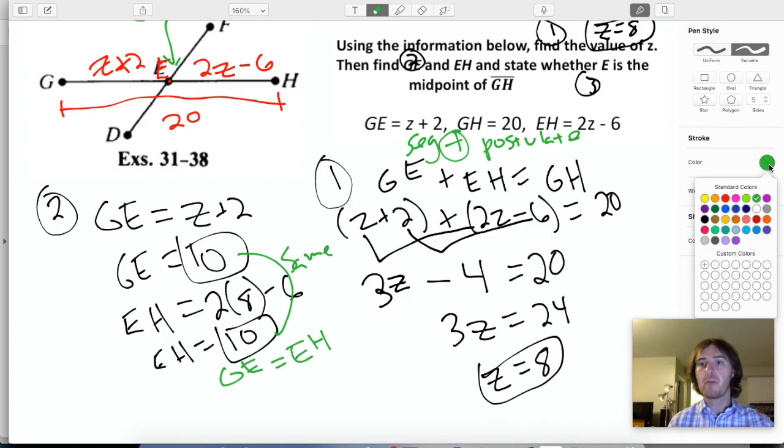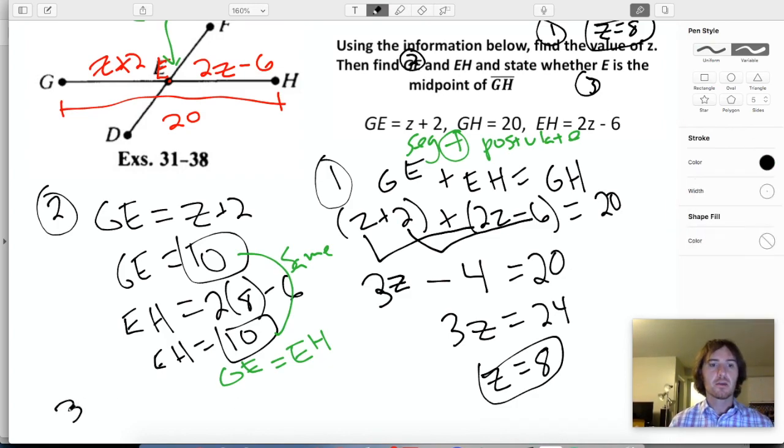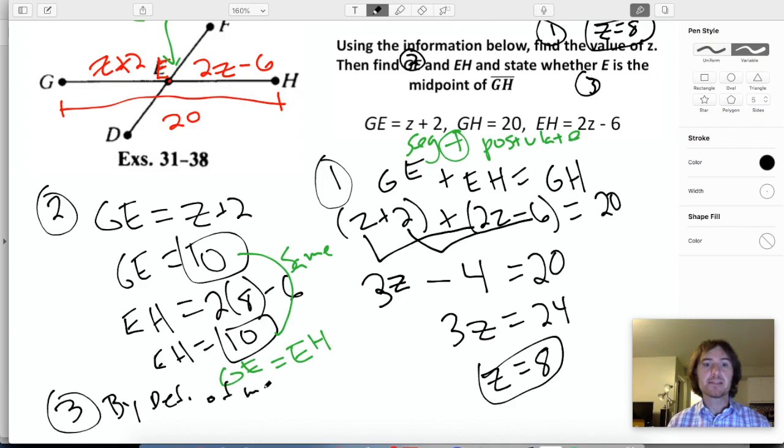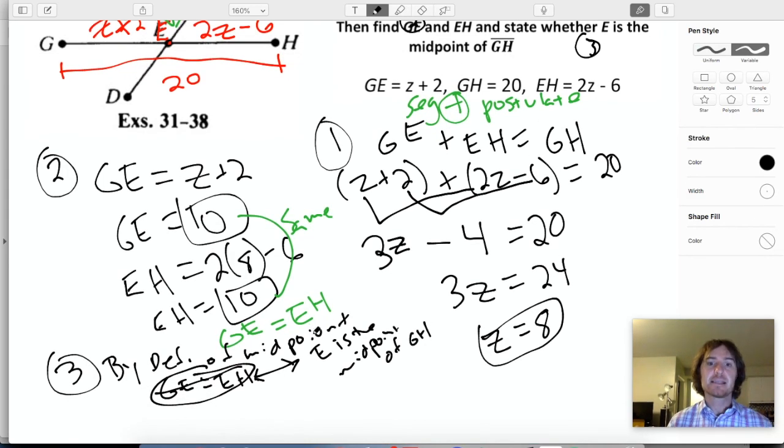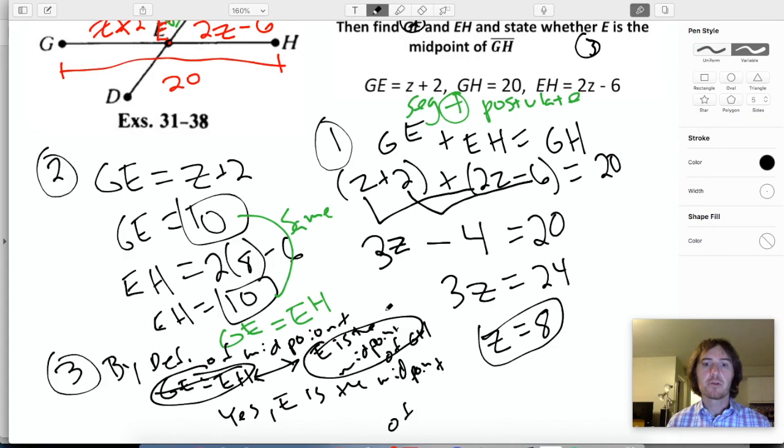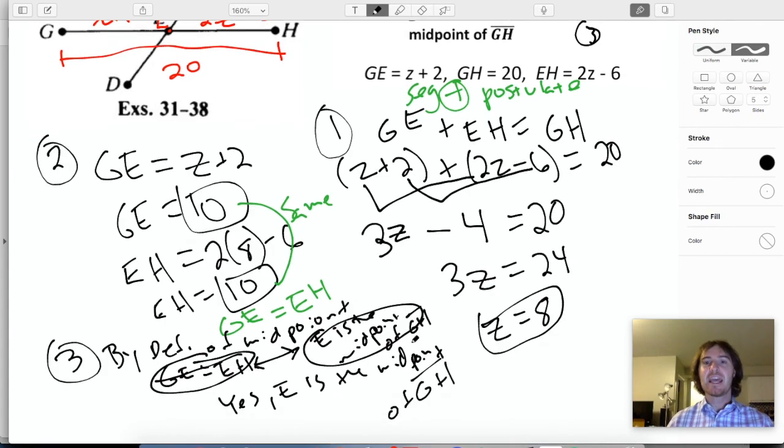So what can we conclude about that third part right there, that part 3? Whether E is the midpoint of GH? Well, GE equals EH. So by definition of midpoint, GE is equal to EH if and only if E is the midpoint of GH, okay? So our answer here is that, yes, we have established by definition of midpoint that E is the midpoint of segment GH.